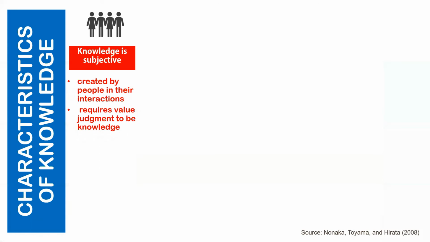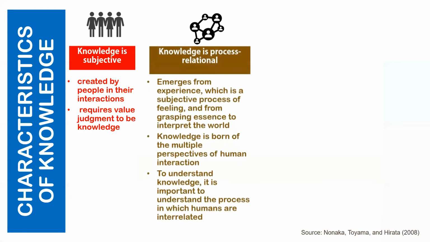So what are the characteristics of knowledge? Knowledge is subjective, like I mentioned to you, created by people within their interactions and context, and it requires value judgment to be knowledge. And it is also process relational. This is taken from Nonaka, with the foundation from the Searle model.